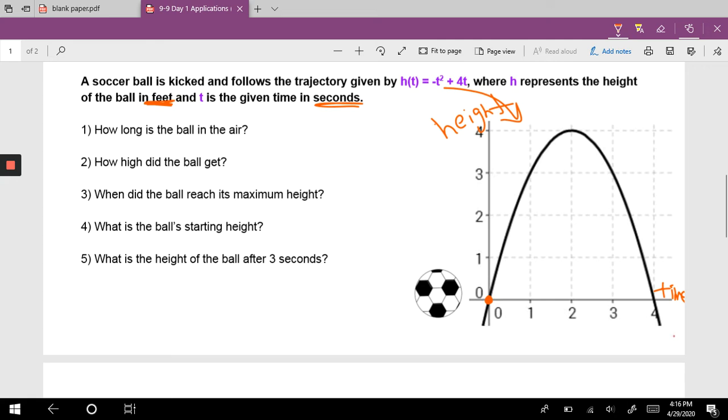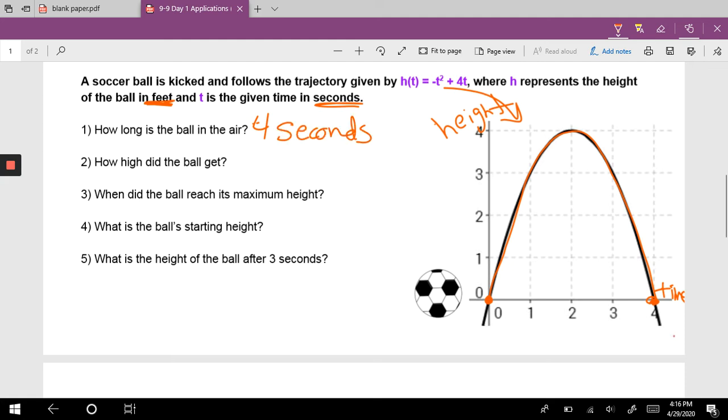And sometimes you just need to visualize what this parabola would be. The ball gets kicked and it goes up in the air, and because we live on Earth, it eventually comes back down, and this is when it hits the ground again, because that's again when it's at height of 0. So how long is it in the air? Well, it went from 0 seconds to 4 seconds, so this would be 4 seconds.